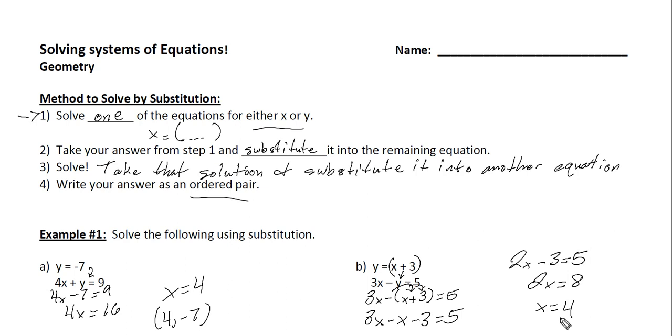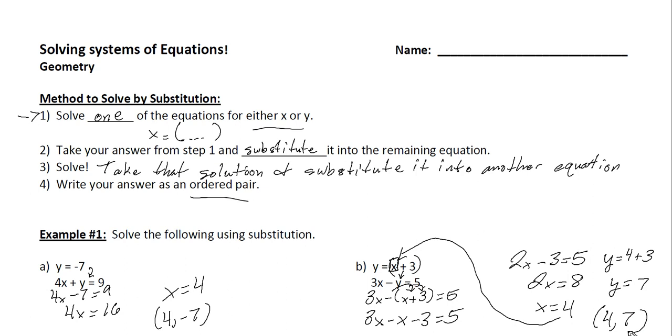So the easiest equation to plug it into would be that equation in which we've already solved for that other variable that we're looking for. Okay, so if we replace x with 4 there, we get y equals 4 plus 3, which is 7. So that means our solution is the point 4, 7.